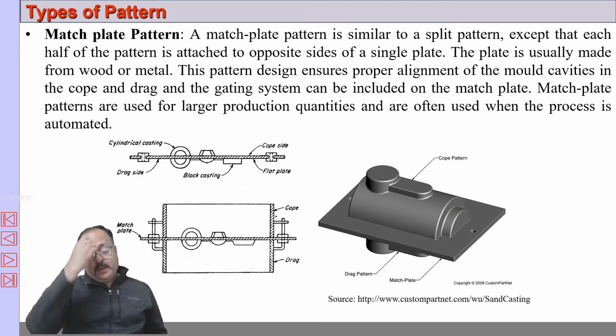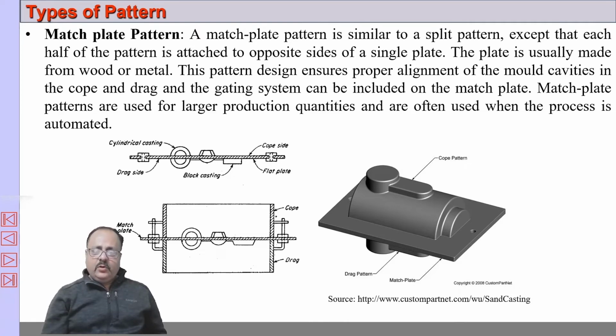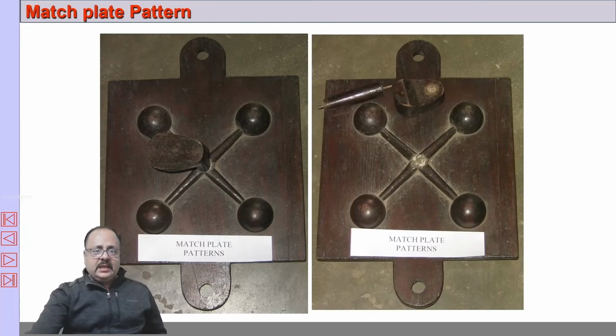Okay, now the match plate pattern. In a match plate pattern, we have a plate. On the top side we have the cope half of the pattern. On the lower side we have the drag half of the pattern. And here the sprue and the riser are also attached to the pattern. This is normally used for large size castings in mechanized or automated molding foundries. This type of pattern is used there. So this is a match plate pattern.